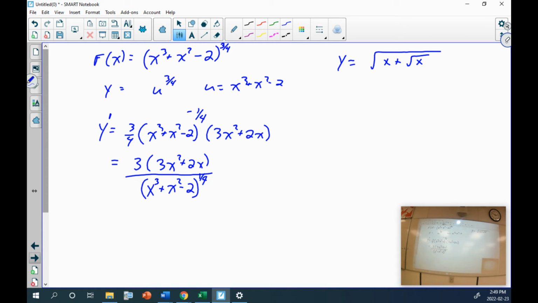Where'd the 4 go? Yeah. That's it. That's as simple as that one gets. Now, if I was wanting to take the derivative of that, we'd have to do the product rule, chain rule again. What would you do here first?